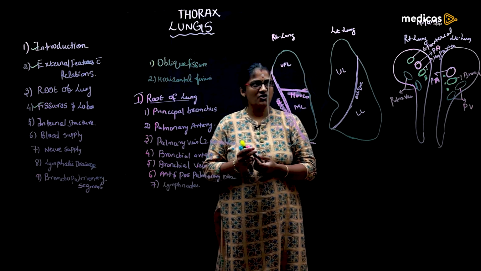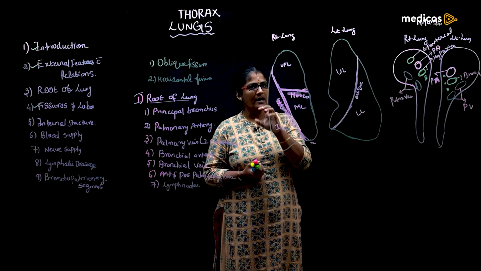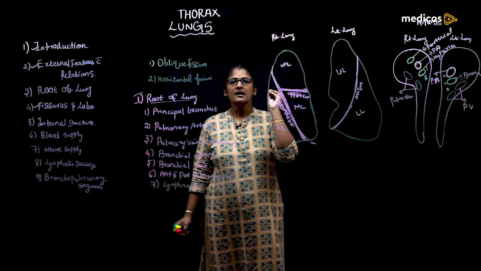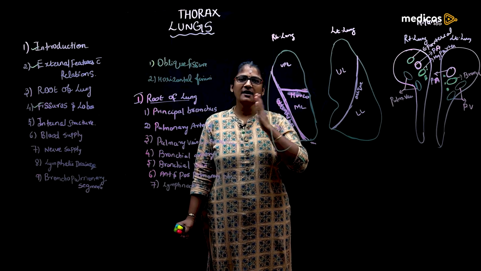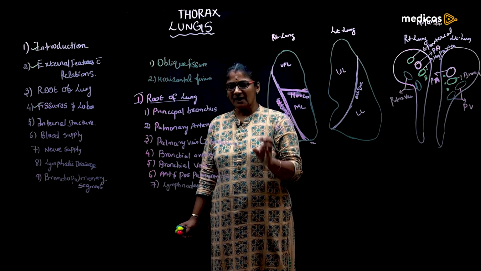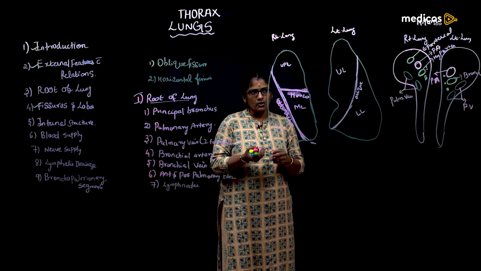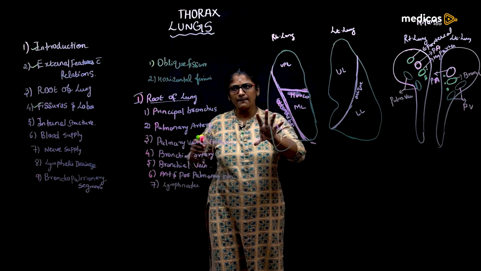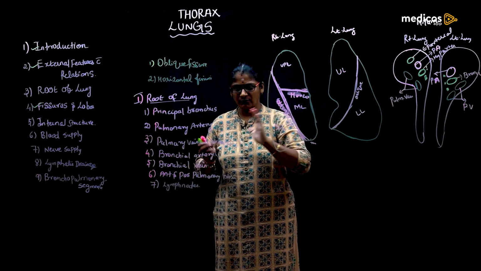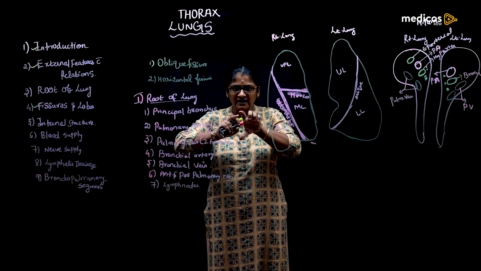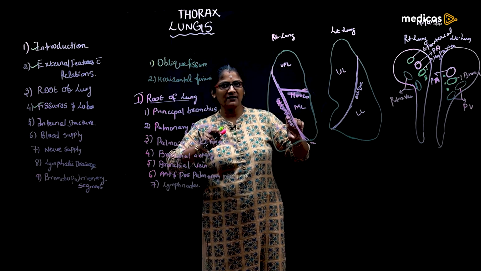So these are the structures that constitute the hilum. The hilum is the area present on the medial surface of the lung, where these structures enter or exit the lung. Now we will see the relations of the root of the lung. We know what the root of the lung is and what the hilum is, and the difference: root means the connecting structure, that is the pedicle, and hilum is the opening present on the medial surface of the lung.